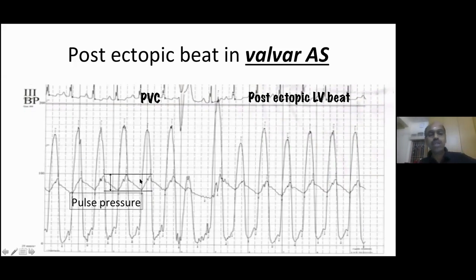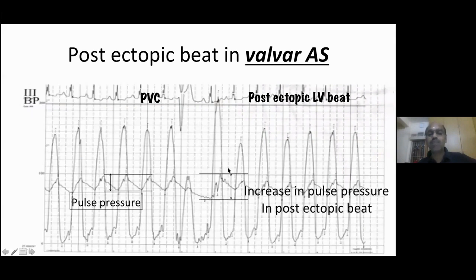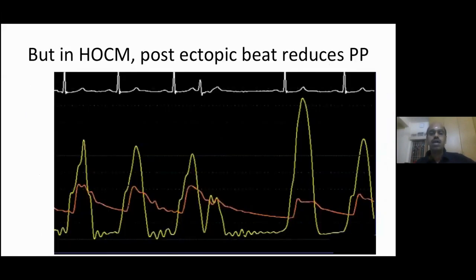So if you look at the pulse pressure in the basal trace and the pulse pressure in the post-ectopic beat, there is an increase in the post-ectopic beat. This is normal. This is preserved in valvar aortic stenosis also. However, what happens in hypertrophic cardiomyopathy? This is the LV pressure trace and the aortic pressure trace.